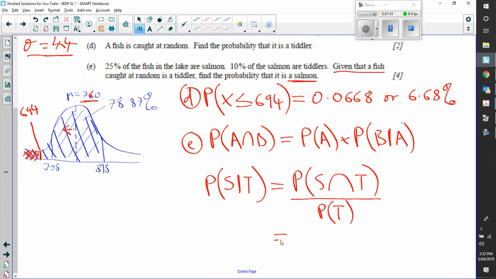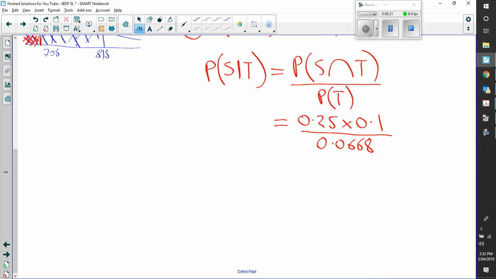The probability of it being a salmon and a tiddler is going to be, there's 25%, so it's going to be 0.25 multiplied by 10% of that 25, so 0.1 are tiddlers, divided by the probability that it's a tiddler. We already figured out that the probability of it being a tiddler is 0.0668. Now, if we put that into our calculators, then we should get either 0.374 or 37.4%.